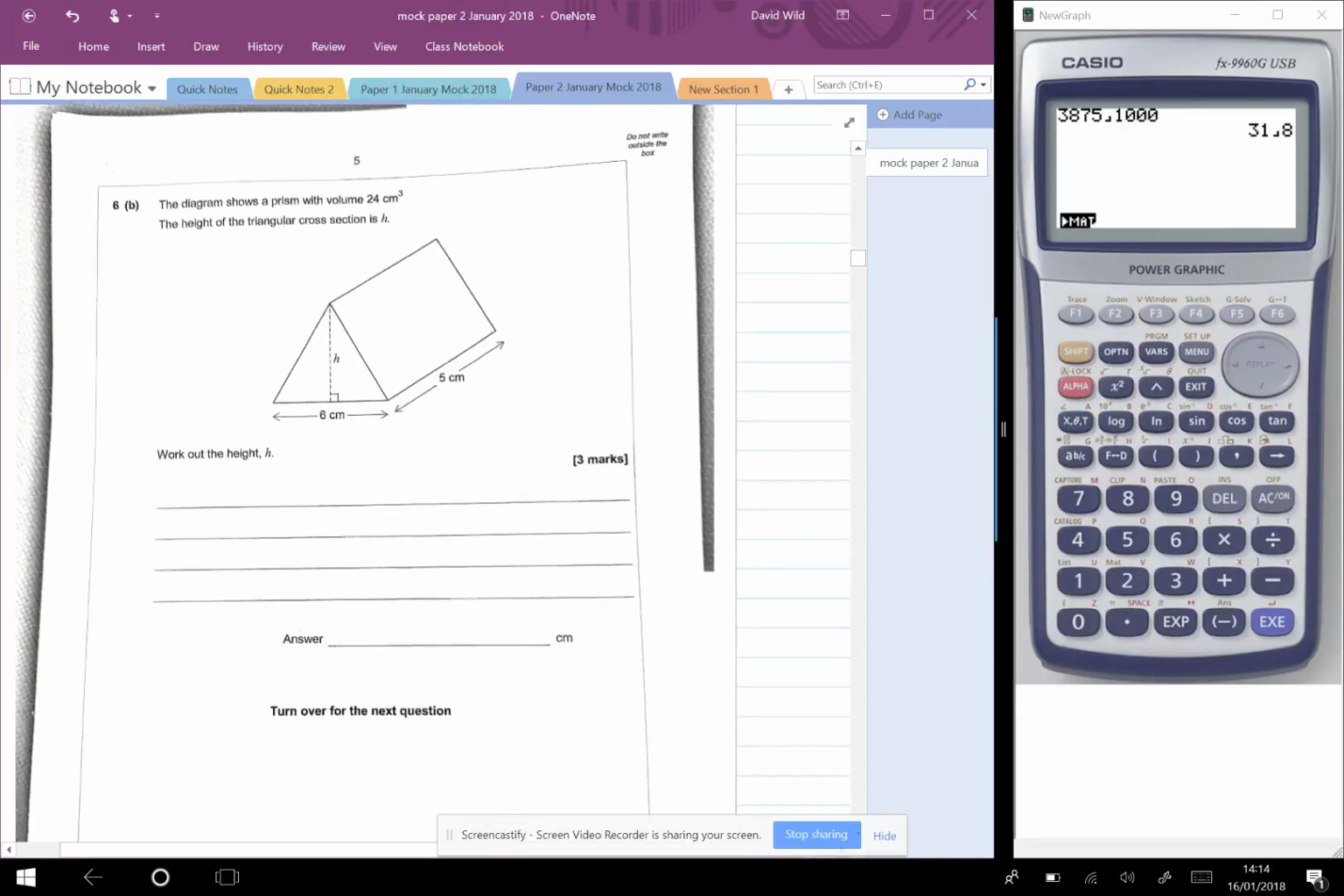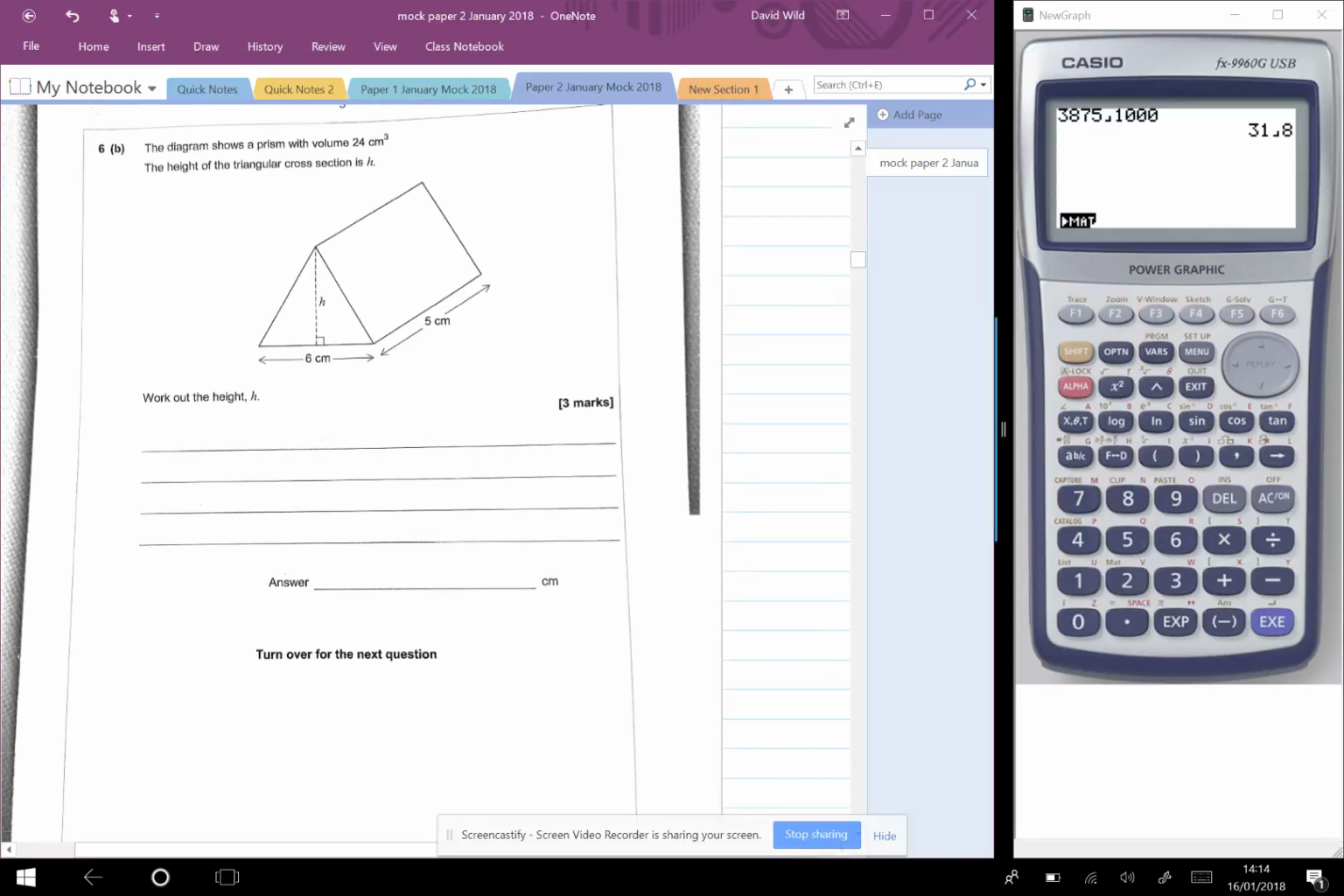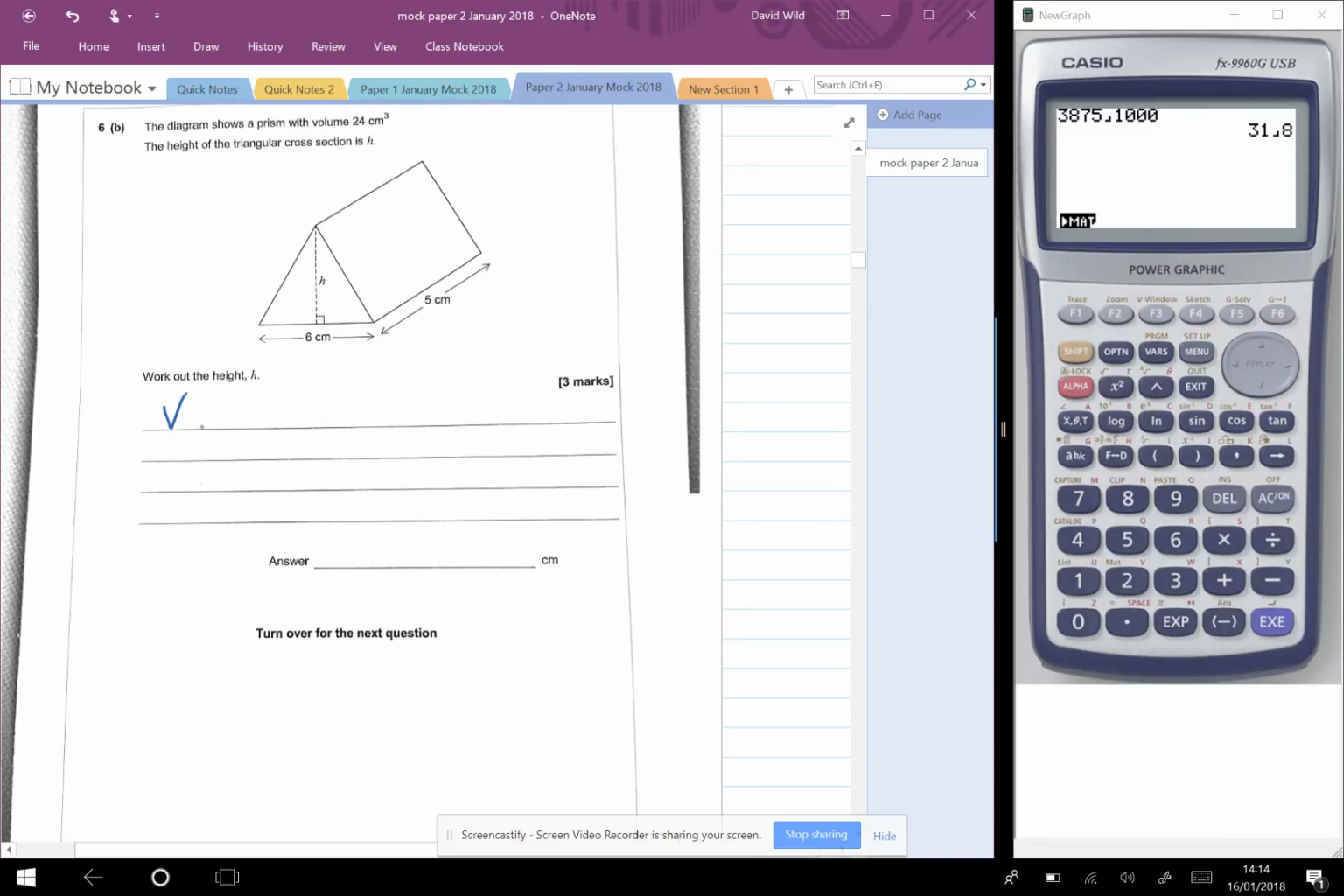Next question, 6b. The diagram shows a prism with volume 24 centimeters cubed. The height of the triangular cross-section is h. Work out the height h. So again, we know that the volume is the area of cross-section.